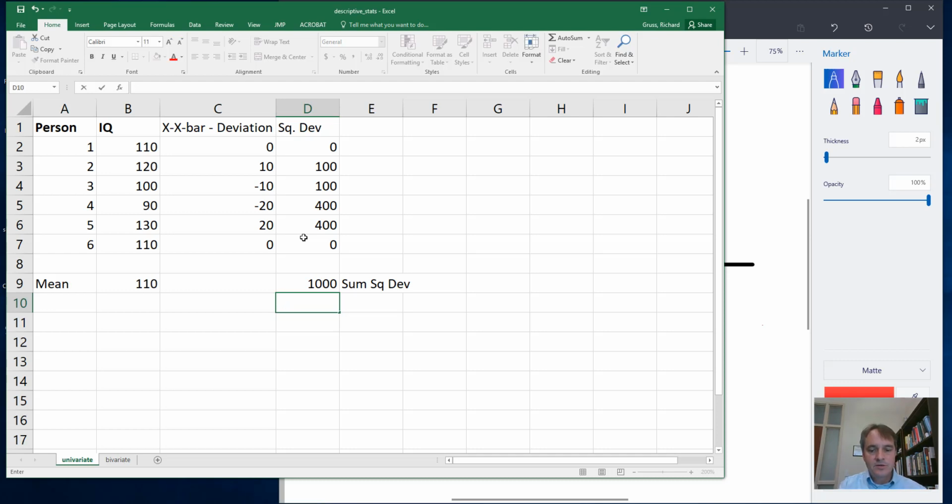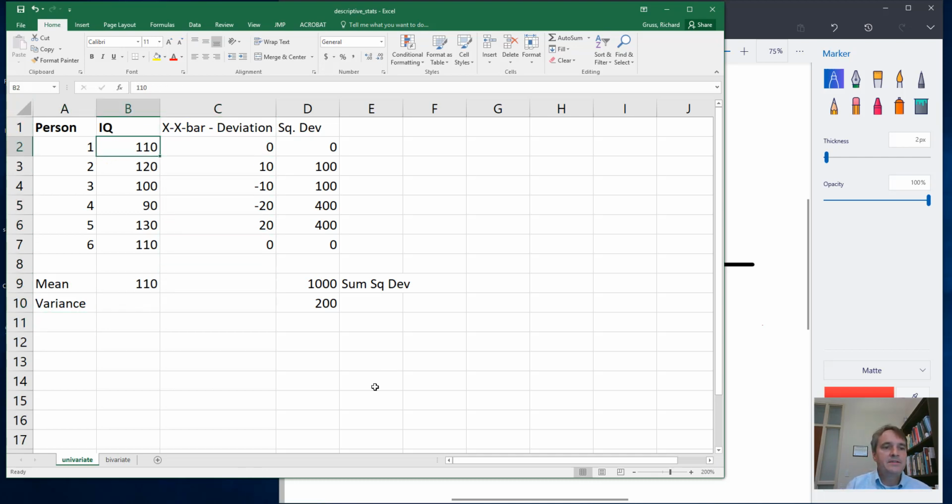But for now, let's just go ahead and say, okay, well, this is going to be equal to the sum of squared deviations divided by 6 minus 1. Okay, so a variance of 200. All right, so we've got the mean here, and now we've got the variance.